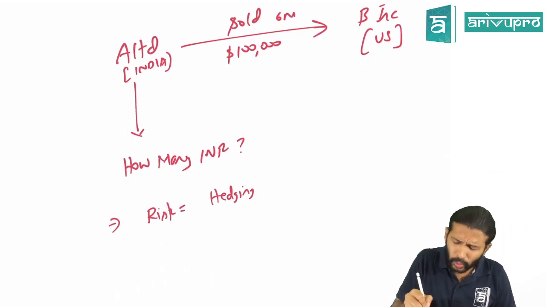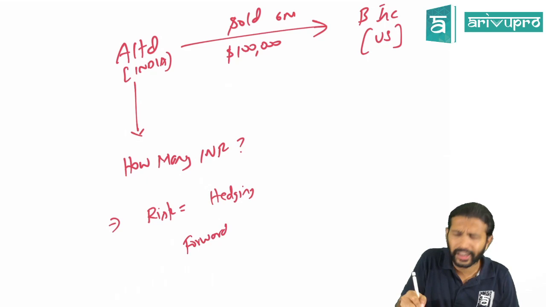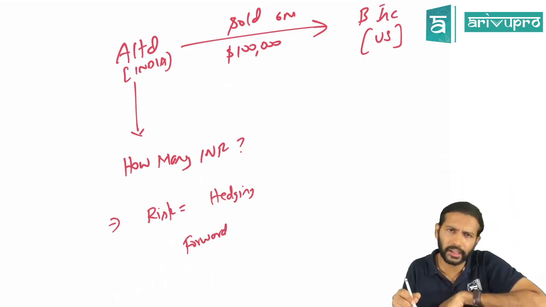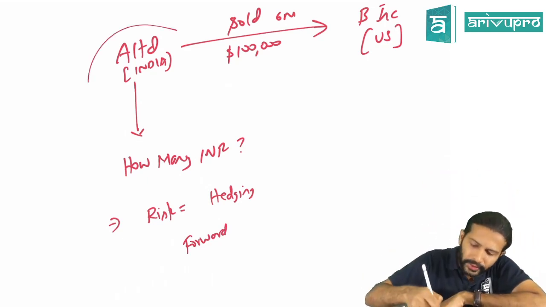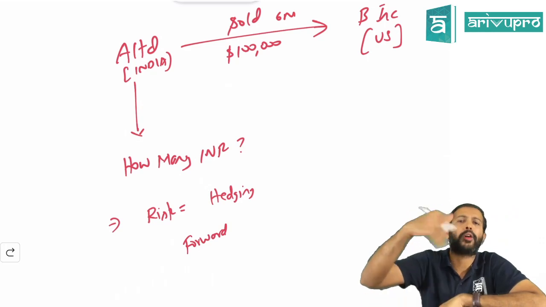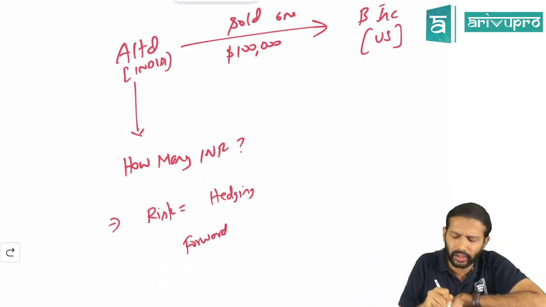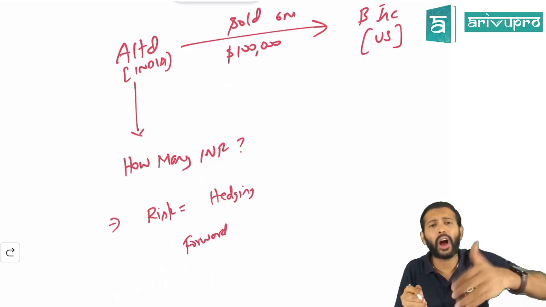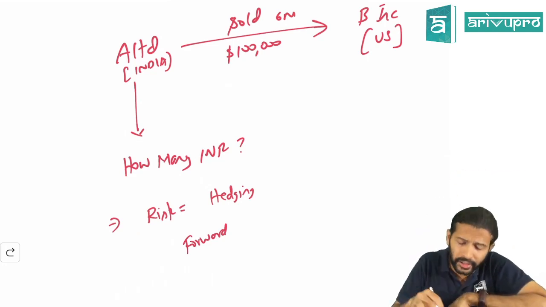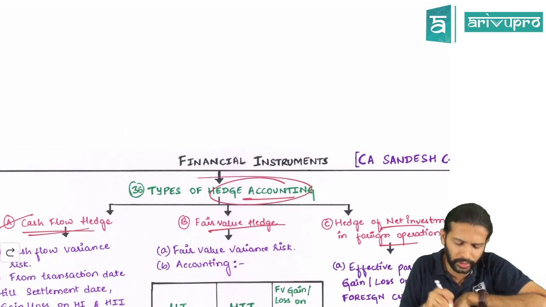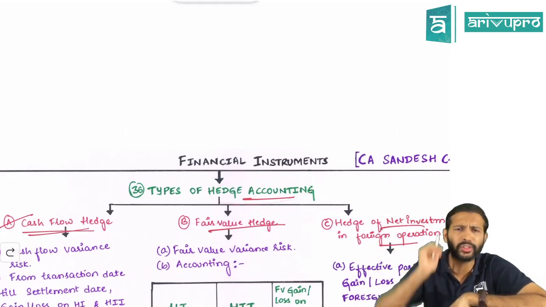They may enter into a forward contract, a future contract, or whatever to cover this particular risk. So if a company has done any forward contract or future contract to mitigate or cover this risk, how the accounting is to be done is what we refer to as hedge accounting. And this is covered under Ind AS 109.